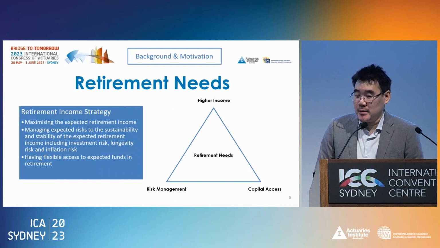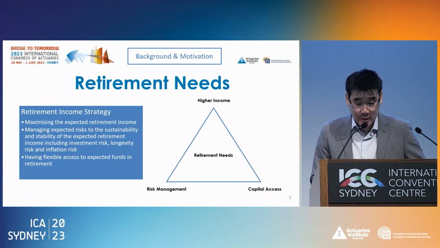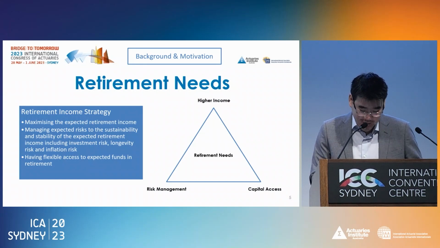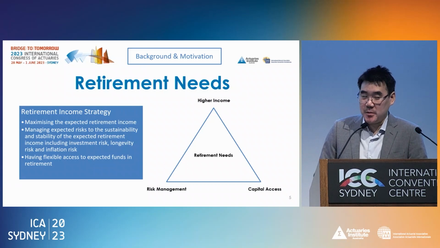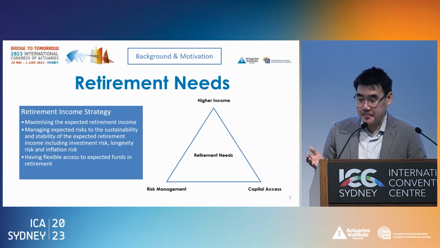So this slide here sets out the retirement income strategy, the 3 requirements. I won't go into that because it's already been covered by about 3 or 4 other sessions of the conference, so all good. But as you can see, obviously, you really need to balance between the 3 objectives of high income, capital flexibility, and risk management.